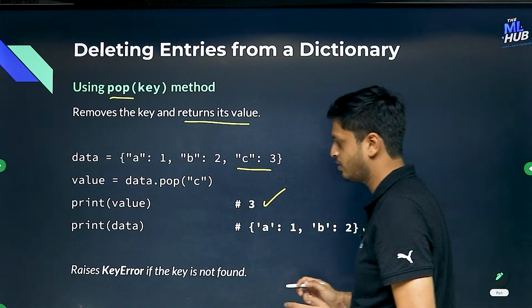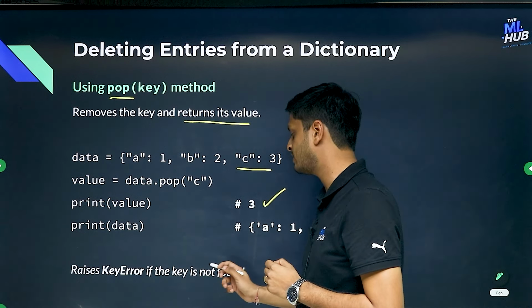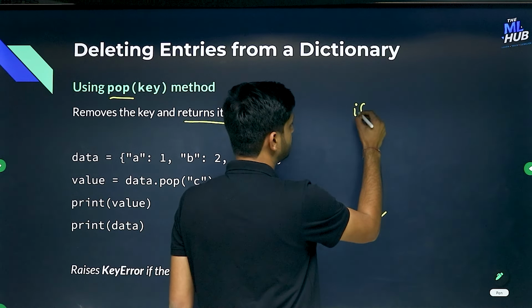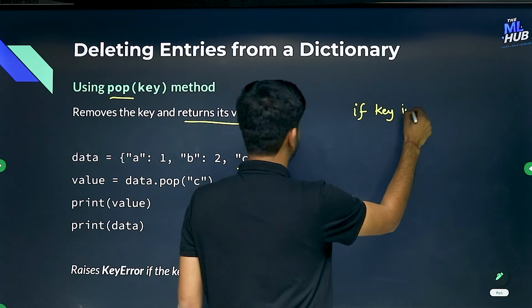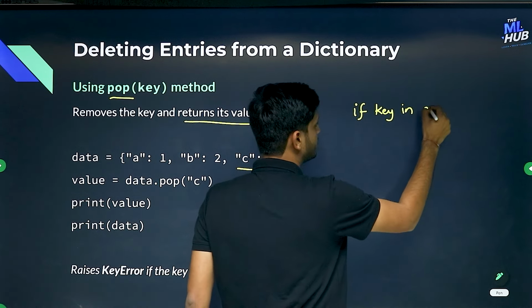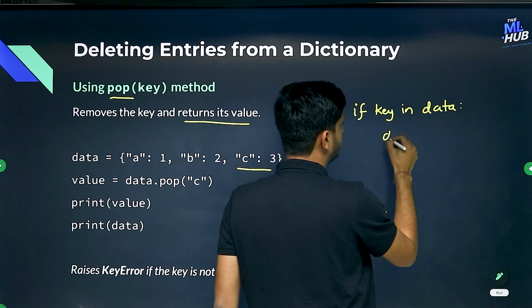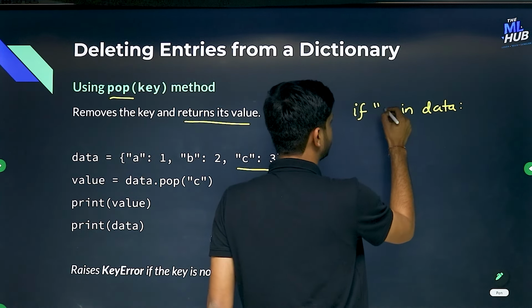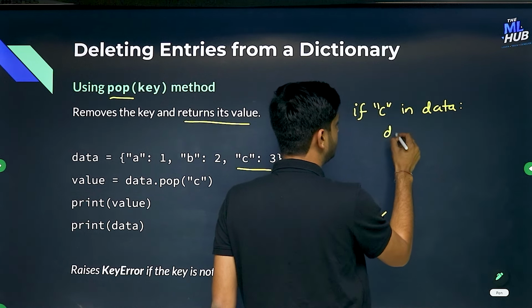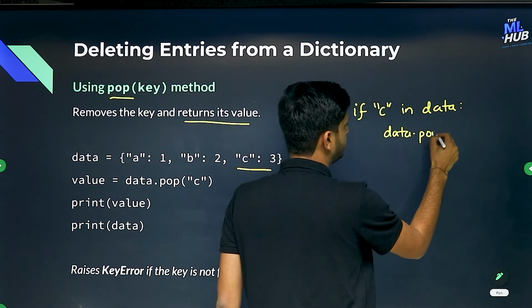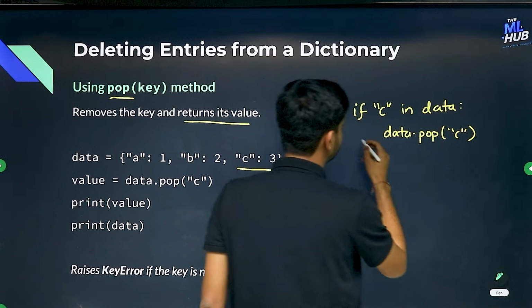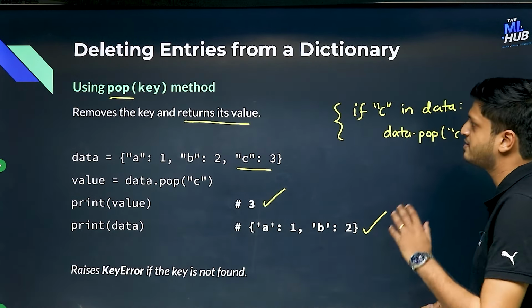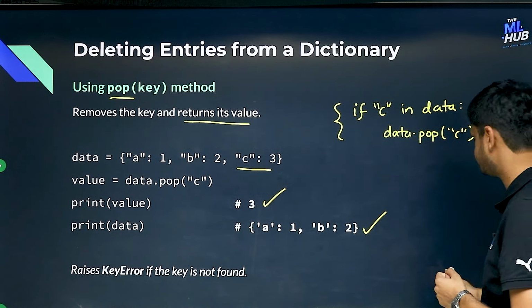Always note that this will also raise a key error if the key is not found. So the program will stop. Again, if you want to write error-free code, firstly check if that particular key is present in the dictionary, here the dictionary was data. Firstly check, then only you pop. So here the key was C. Firstly check if C is in the dictionary, then only pop it: data.pop(C). So this is the error-free version of this. This is how the pop function works. It works exactly the same as the del keyword.